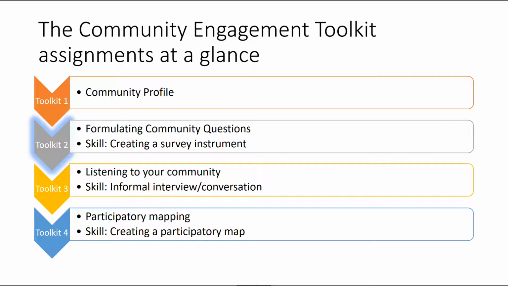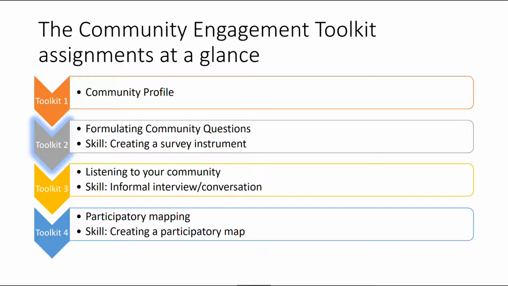The idea here is that for the next assignments in the community engagement toolkit, you're going to be developing some kind of skills. Toolkit 2 is going to be creating a survey instrument, or it can also be an interview instrument, and it's essentially preparing what you have to do before you interact with people. How do you formulate your questions? How do you create a statement explaining what you're doing?